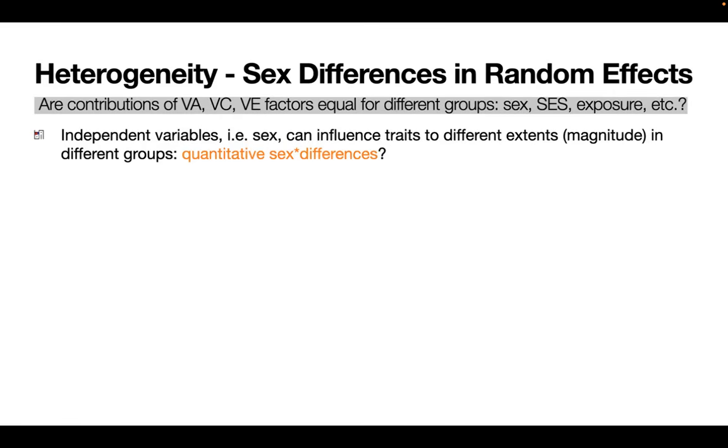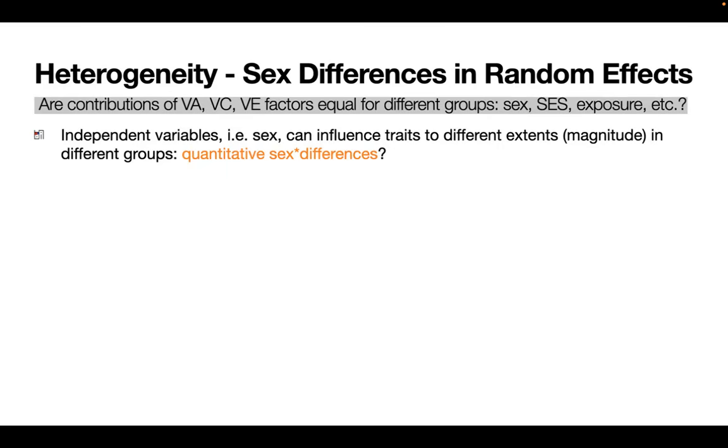So we've talked about mean differences, but also potentially variance differences. If there are variance differences, say between males and females, that means these variance differences could be due to differences in the additive genetic variance or in the shared or unshared environmental variance components. And in addition to sex, there could be other independent variables that influence the trait to different extents in different groups: males, females, urban and rural, or twins raised in urban and rural environments.